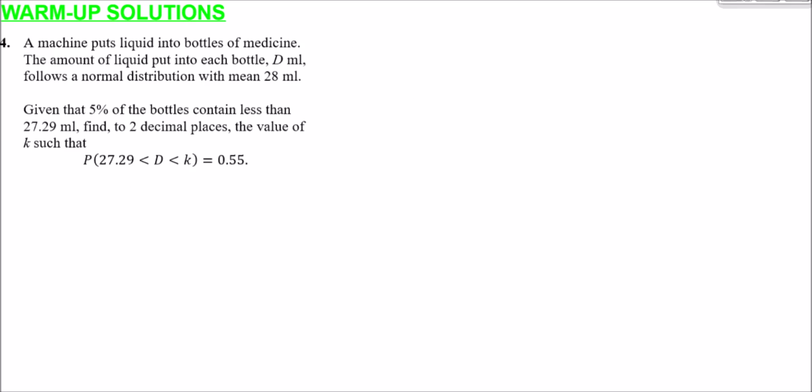And finally, warm-up 4. So we have a machine putting liquid into bottles of medicine. The amount of liquid in each bottle, D milliliters, follows a normal distribution with mean of 28 milliliters. So we can already just put this into the standard notation. So D is going to be normal with a mean of 28. We don't know the standard deviation or variance, so we'll just leave this as sigma squared, because you don't know it yet.